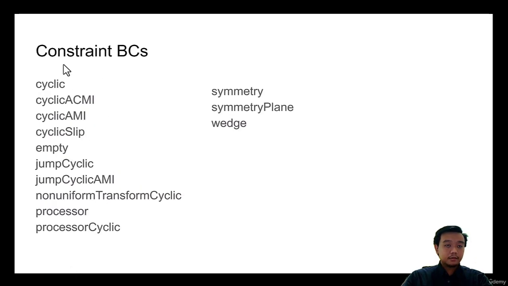And then for the constraint boundary conditions, we have the cyclic condition, which we use for the periodic case. Also we have a symmetry plane. We also have wedge, which is basically used like an axisymmetric condition for a 2-dimensional model. And this is for moving mesh. Also we have some other conditions. Empty we also often use if we simulate a 2-dimensional flow.